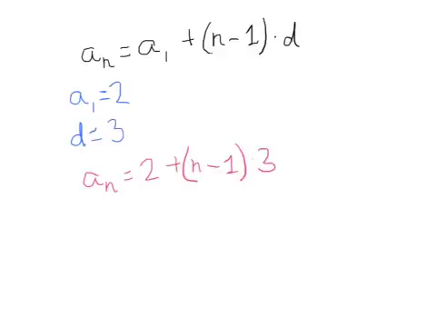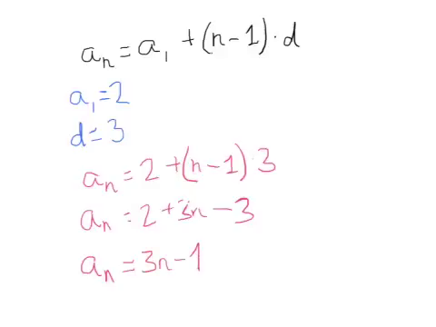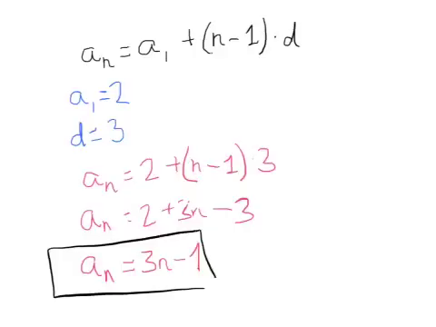Now I can operate this. Remember, when I have a parenthesis multiplying a number, I have the 3 multiply the n first, but then the 3 must also multiply the minus 1. I would therefore obtain a_n is equal to 2 plus 3 times n, 3n, minus 1 times 3, minus 3, and hence I can obtain exactly what we had deduced in the first place.